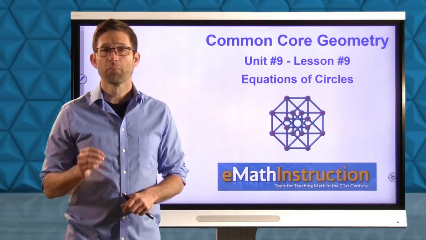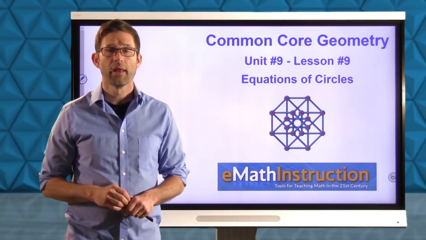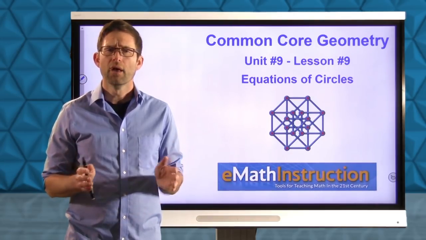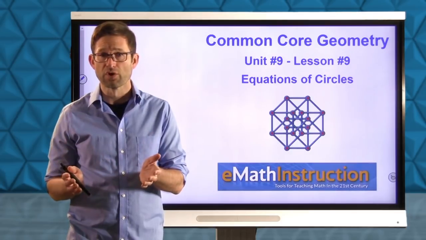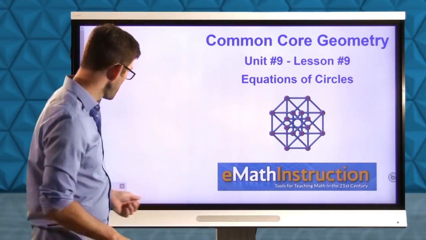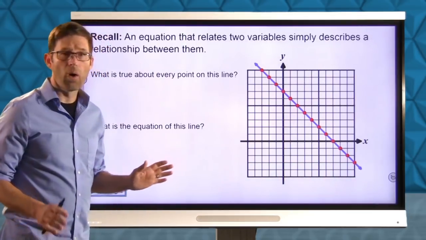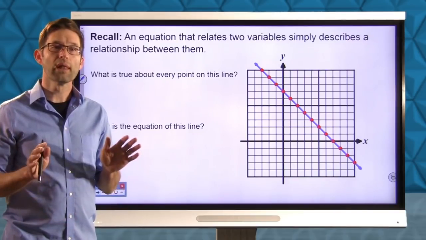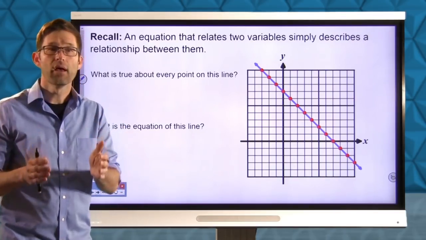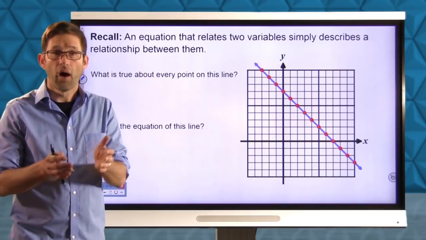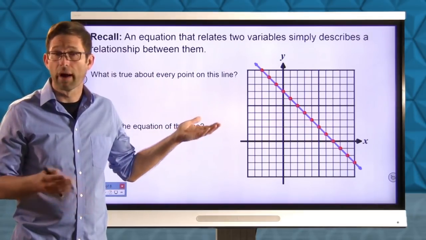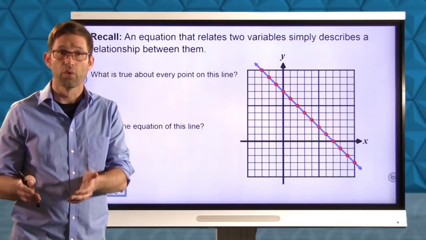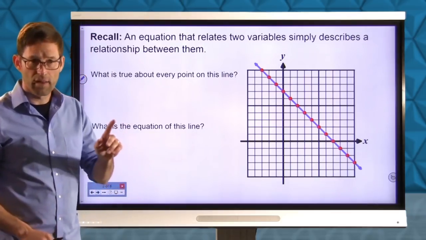This is no different than plotting or understanding the equation of a line. So that's where we're going to begin today, by revisiting the equation of a line so that you understand what's happening with the equation of a circle. Let's jump into it now. Recall that an equation that relates two variables, x and y typically, simply describes a relationship between them. It says that when I have this x and this y on these curves, whether it's a line, a circle, a parabola, or anything else, there's some relationship between them that's always true. So let's take a look at this for this line.